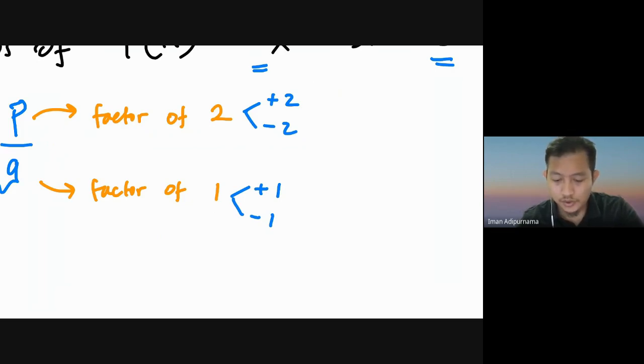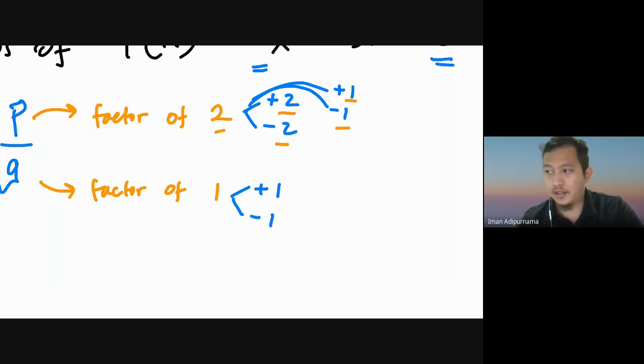Oh, factors of 2 are also plus 1 and negative 1, sorry. Okay. So you can have plus 2 and plus 1 to make 2, or you have negative 2 and negative 1 to make 2, right? Factor.